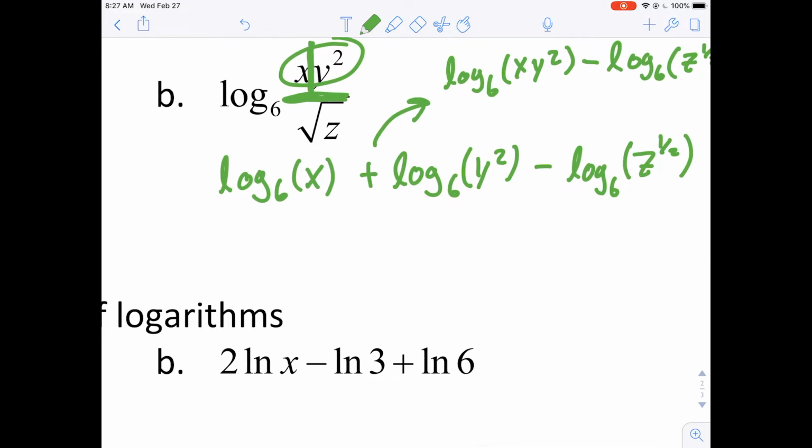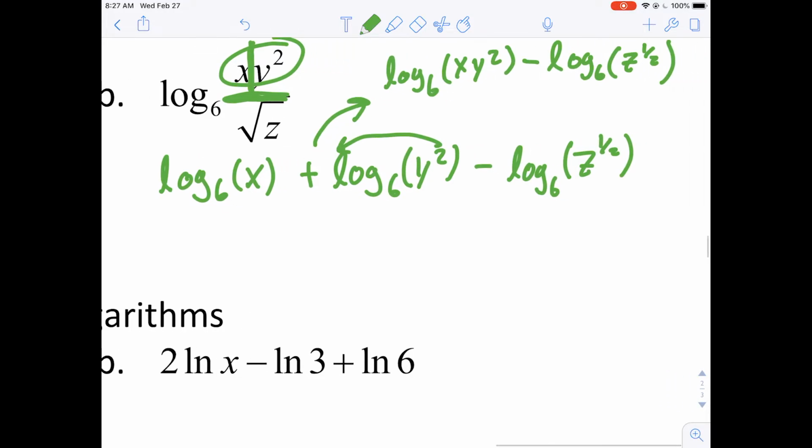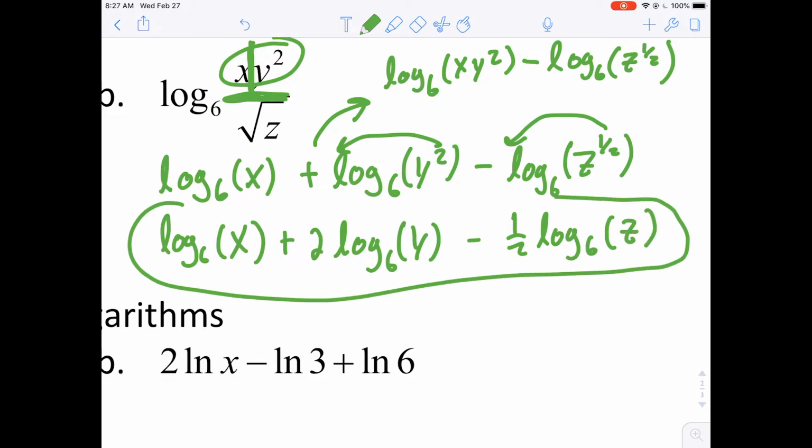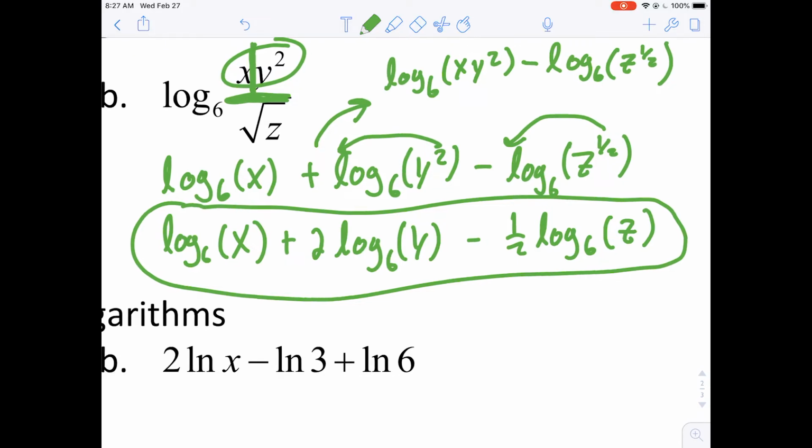Anyway, let's continue this. So no exponent on the first one, exponent on the second one needs to drop down, and on the third one needs to drop down. So we have log base 6 of x plus 2 log base 6 of y minus 1/2 log base 6 of z. Alright, and then that is our final answer. Okay.